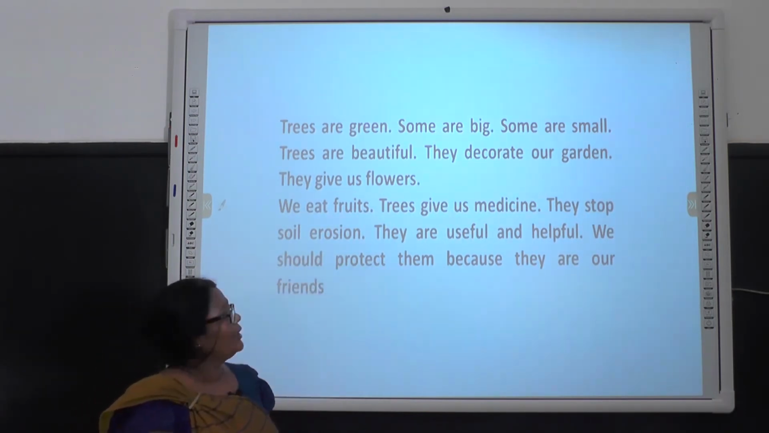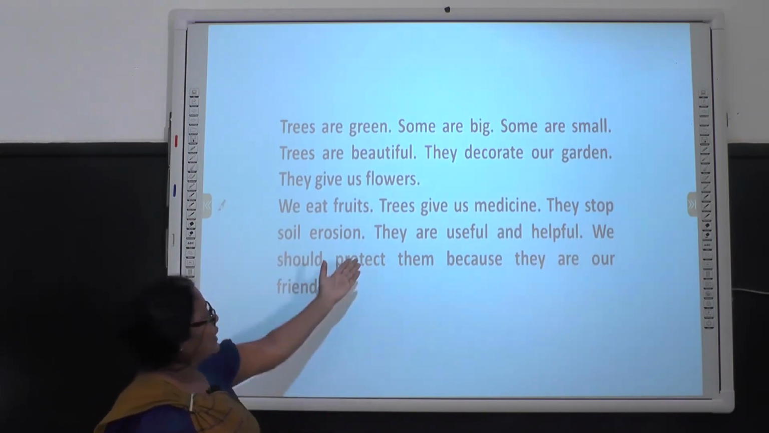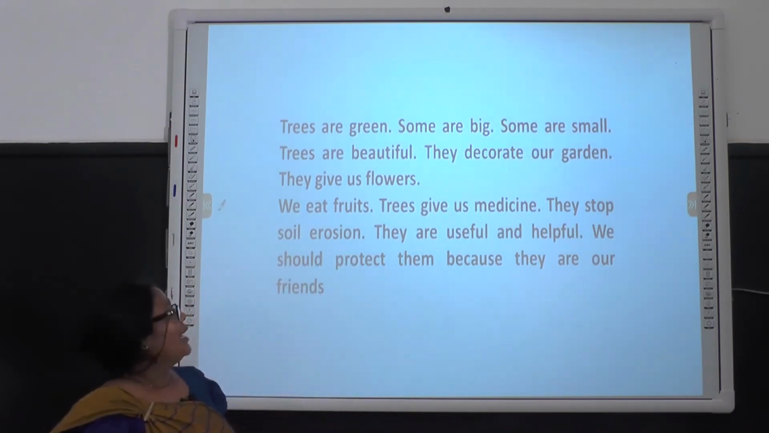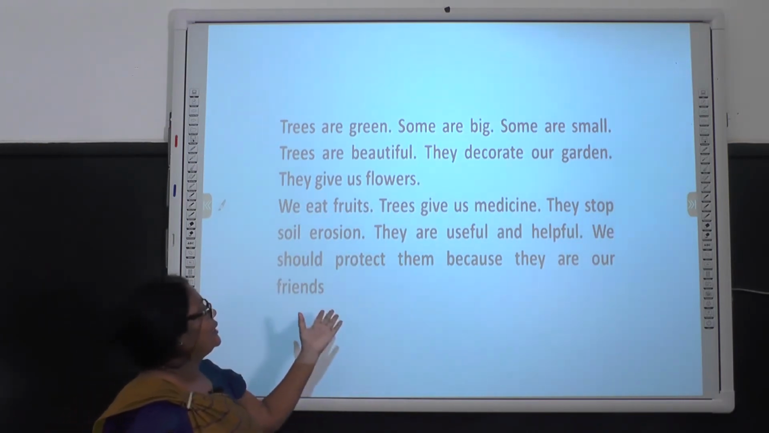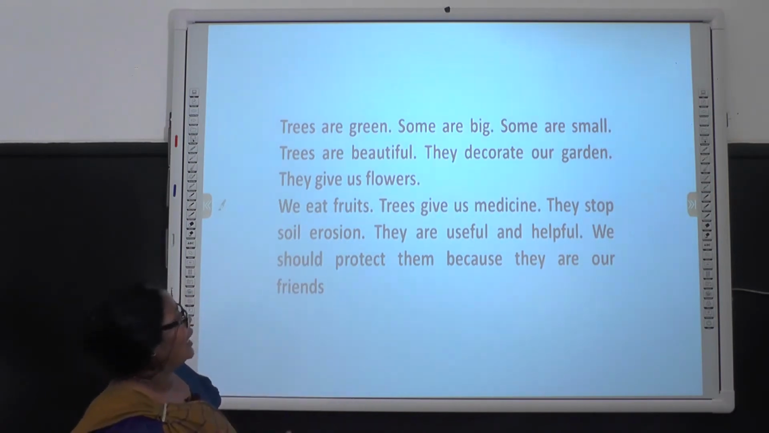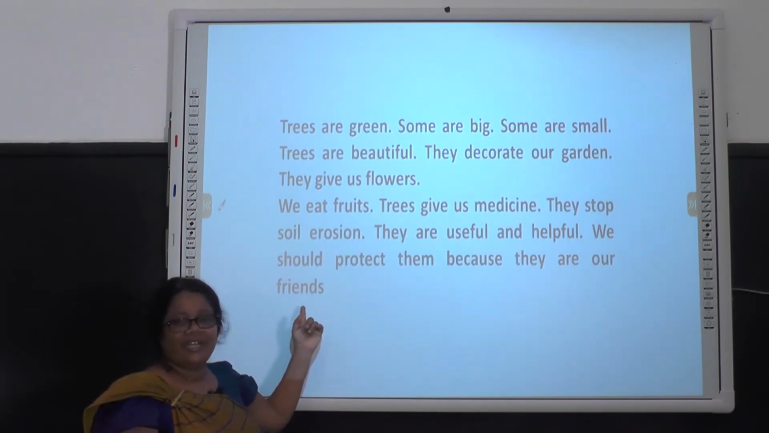They are useful and helpful. Take that as two sentences: they are useful and trees are helpful. Or you can write it in this way: trees are helpful and they are useful. We should protect them because they are our friends. Remember, because they are friends.